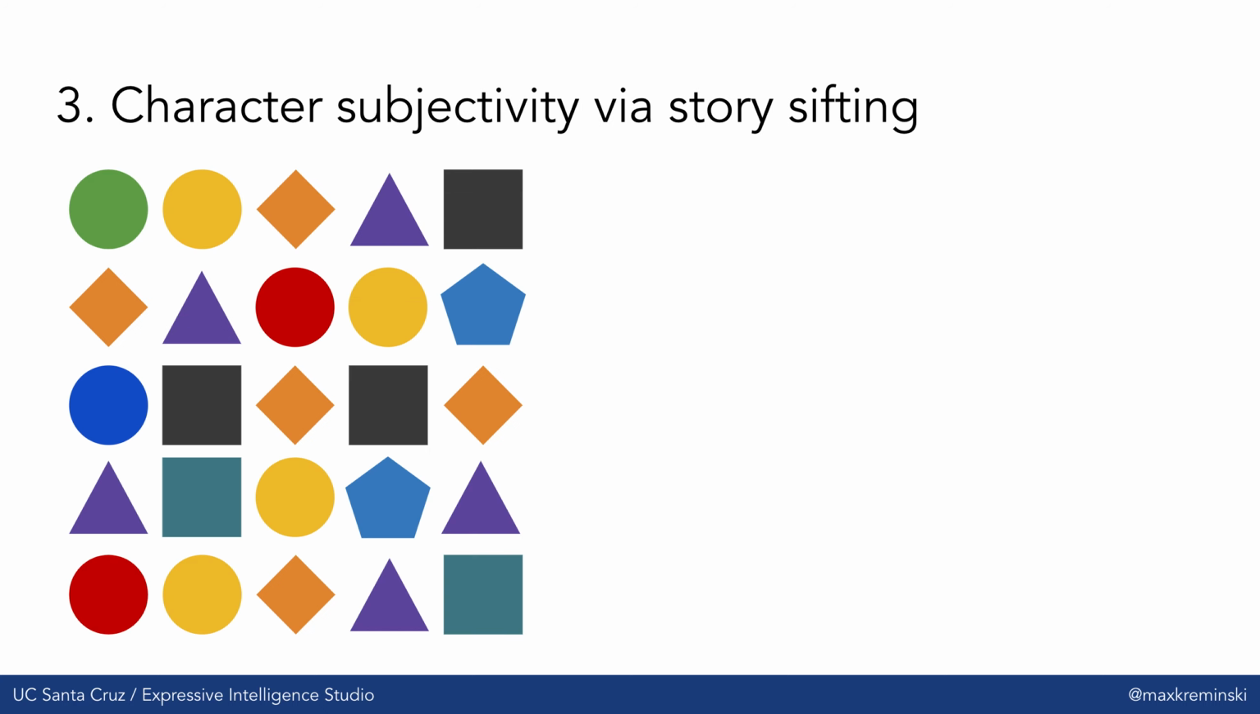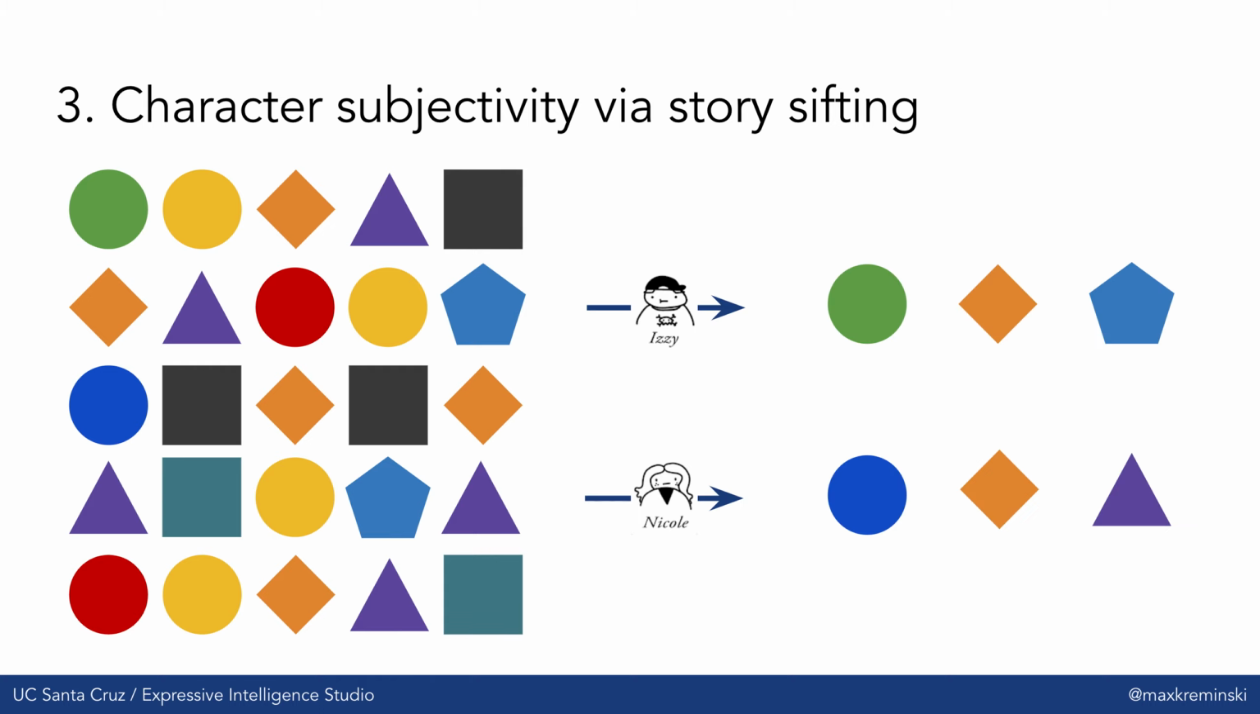And then finally, we also use the story sifting technology to implement what we call character subjectivity, which is different characters looking at the same set of events that have happened in the story world. In this case, we're going to have two characters, Izzy and Nicole, getting very different messages out of them, because these different characters have different personality traits and therefore use different story sifting patterns to make sense of the world.